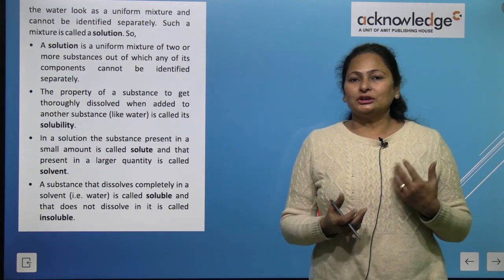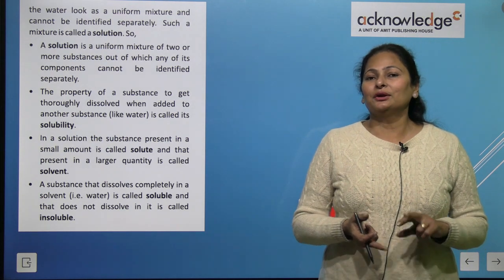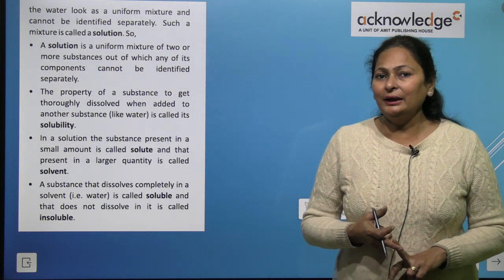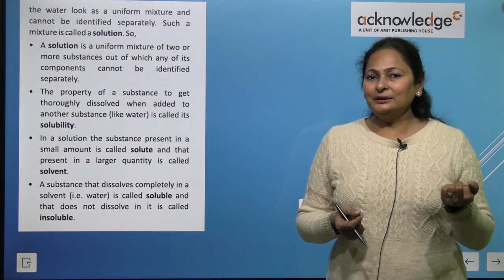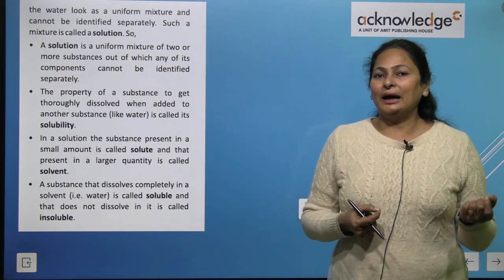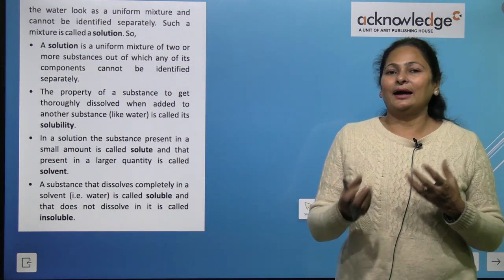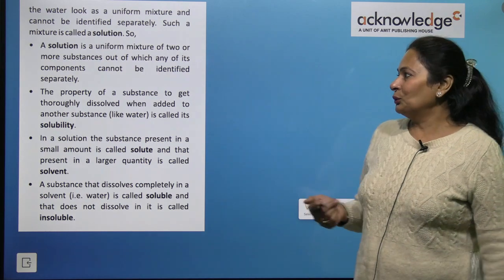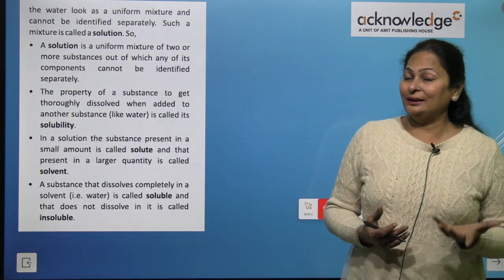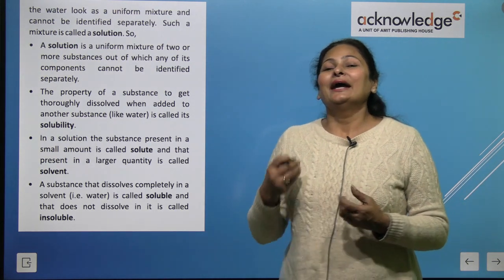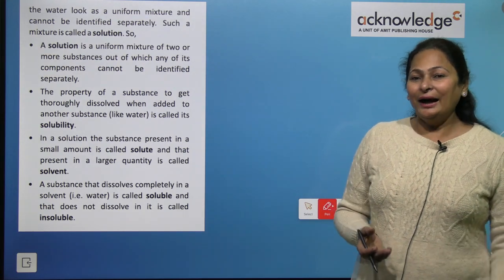So solution. Similarly, you can make this sugar solution, you can make the salt solution, right? We make lemonades like it. We mix the lemon juice, sugar and some salt into it, right? And then we stir it and the lemonade is made. So this is called the solution. So your lemonade is basically a solution because it is the mixture of salt, sugar and water.